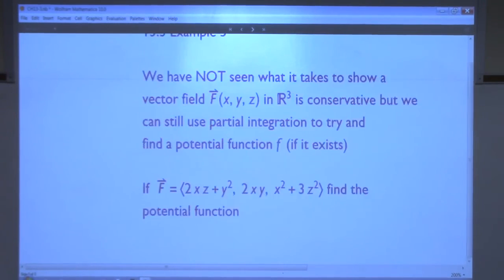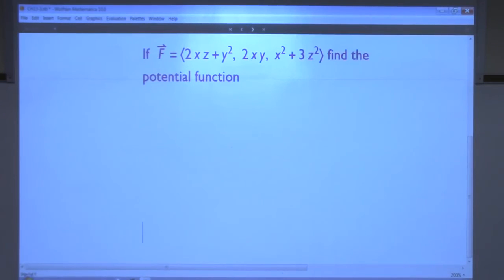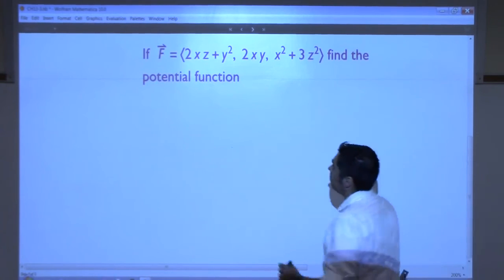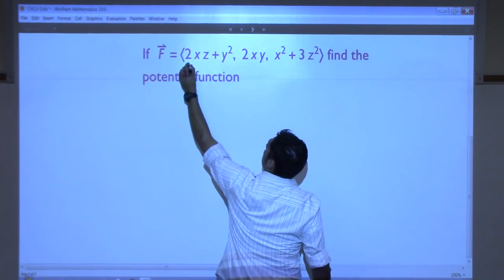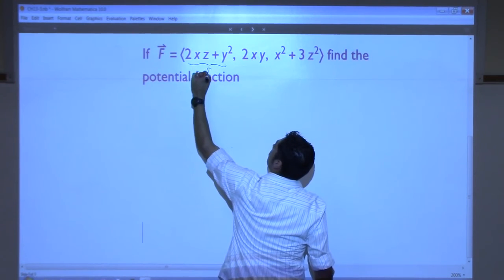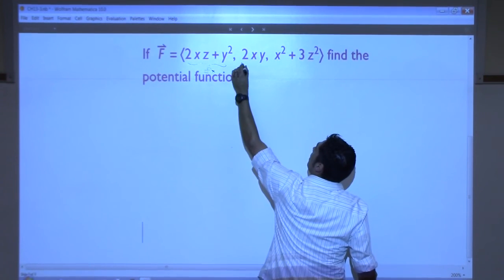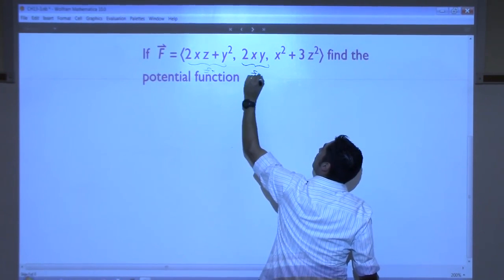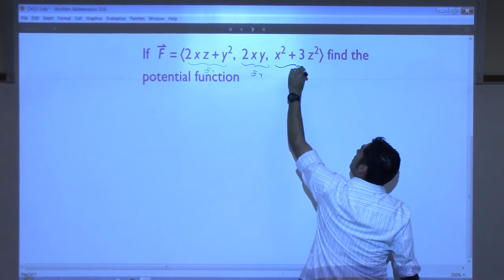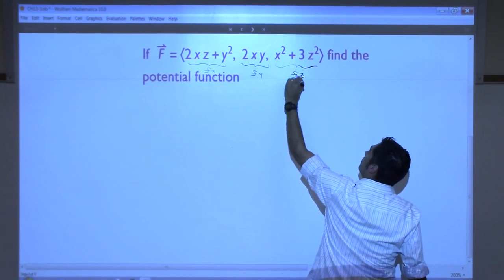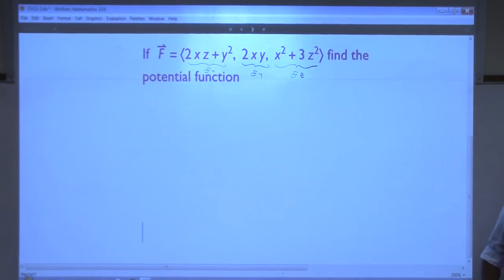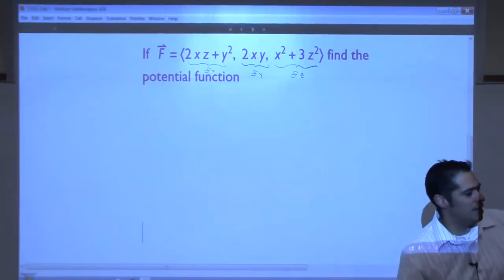Does everyone understand that you don't have a way of determining if that's conservative yet? Right? Okay. It's three-dimensional. So what we know is that this piece is the partial of little f with respect to x. This piece is the partial of little f with respect to y. And this piece is the partial of little f with respect to z. Assuming that it is conservative.